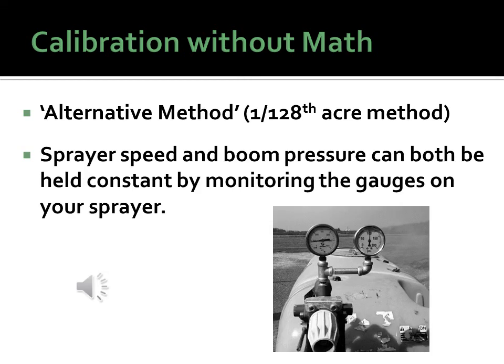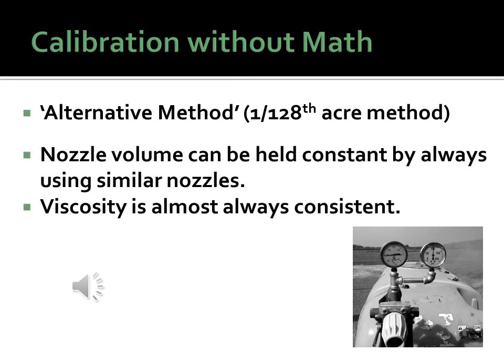Your sprayer speed and boom pressure can both be held constant by monitoring the gauges on your sprayer. Just keep an eye on them. Nozzle volume can be held constant by always using similar nozzles. Viscosity is almost always consistent. The key term there is almost. There are going to be times that it's not.